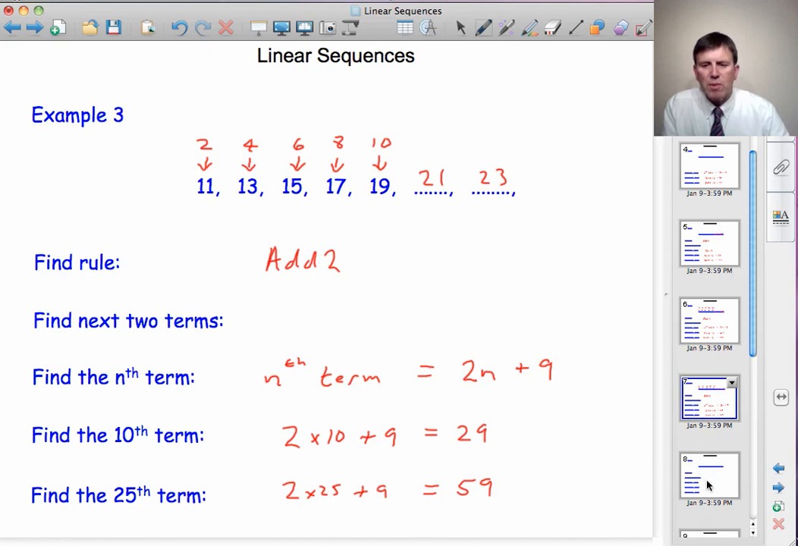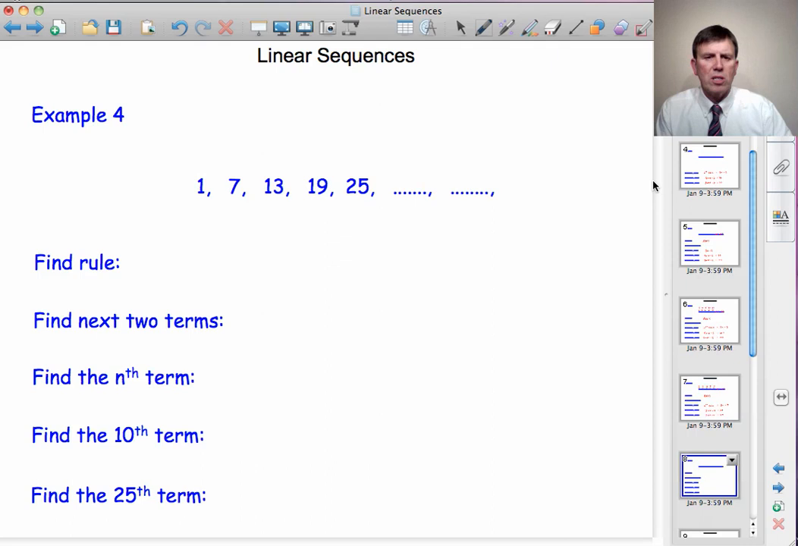Move on now to example 4. 1, 7, 13, 19, 25. So what's the rule? We can see that we're going up in 6s. 1 add 6 is 7. 7 add 6 is 13. So the rule is add 6. Find the next two terms. 25 add 6 is 31. 31 add 6 is 37. And now we look to find the nth term.